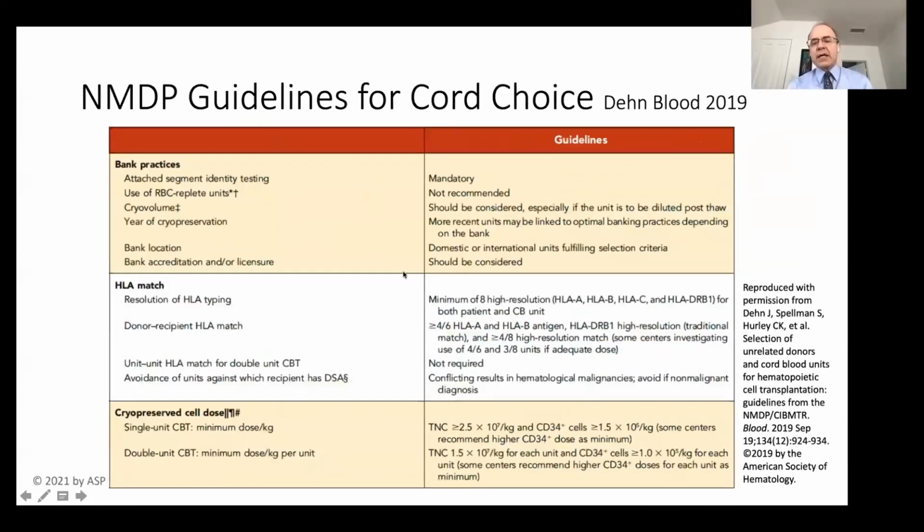Now, this next slide goes over a lot of cord guidelines for best practices. Again, I'm not going to go into a great deal of detail here. I think the key thing to understand is that you want the best matches you can get. And here are cutoffs about matches that matter the most. This 2.5 times 10 to the 7 cell dose for a single unit, remember, we prefer to have a little bit higher, up to 4 if you can get it. But these are minimum cutoffs that the NMDP recommends.